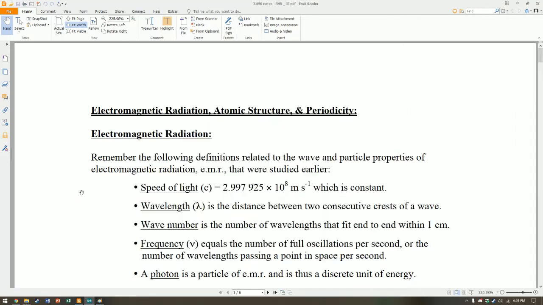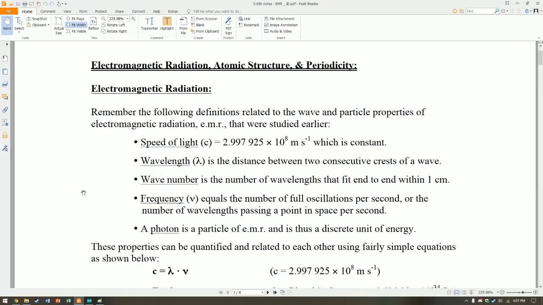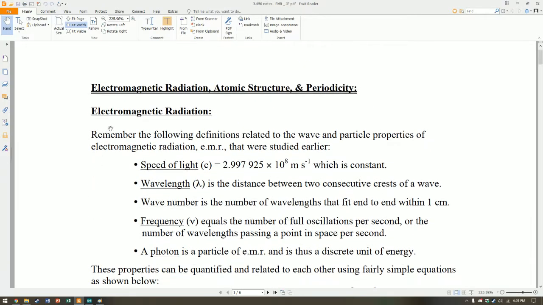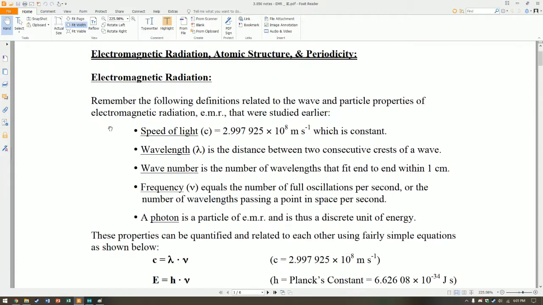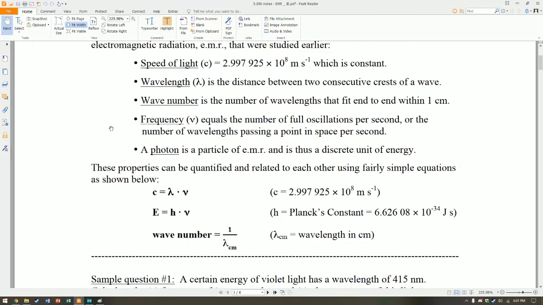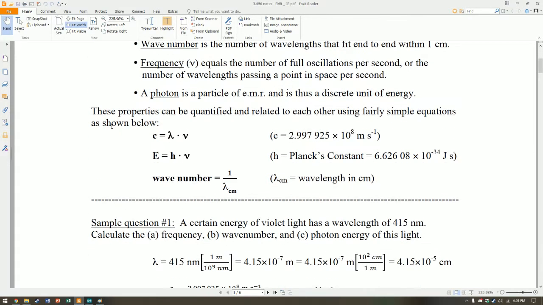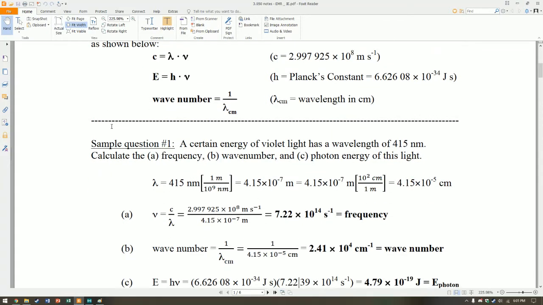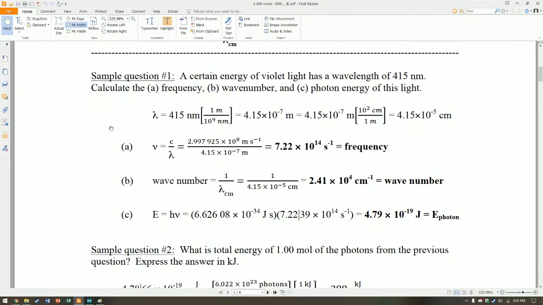Alright, so today we're going to do the topic 12 stuff, the higher level stuff for topic 2. The only difference here is we reintroduce EMR radiation, and that we actually do calculations here. So let's just go straight into the sample question.